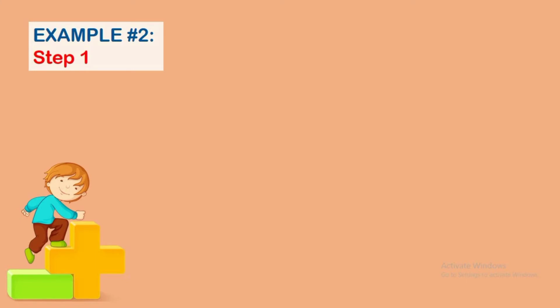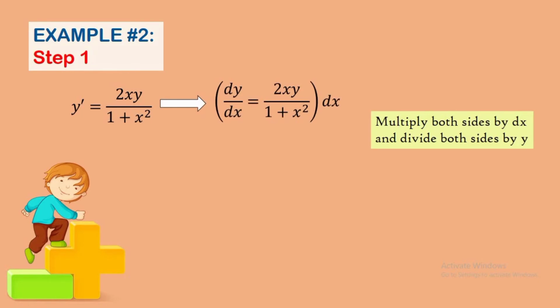So, we are now in example number 2. And we have y prime is equal to 2xy over 1 plus x squared. And we multiply both sides by dx and divide both sides by y para ma-separate natin yung mga x's and y's. At makancel yung dapat i-cancel at ito na ang kanyang form. dy over y is equal to 2x over 1 plus x squared dx.